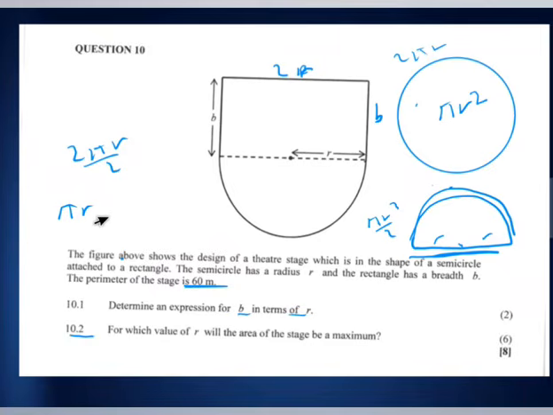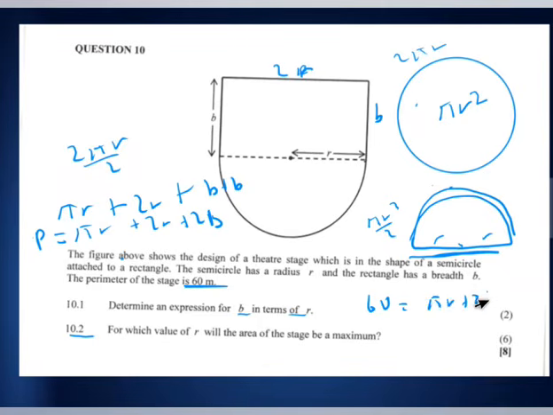pi r, right, plus 2r, which is this, plus b. It's the same as saying plus 2b, but I'm just taking the long cut. So then we're going to have 2r, then plus 2b. Alright, so if they ask us to write that, that is the perimeter, by the way. So the perimeter is 60 meters, right? So we're going to say 60 is equal to pi r plus 2r plus 2b. Alright, so now write b in terms of r.